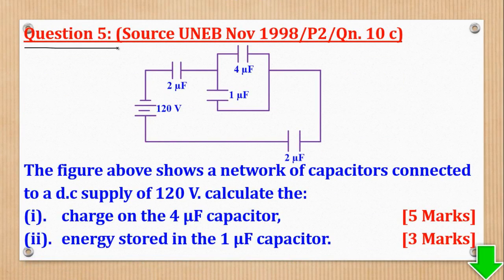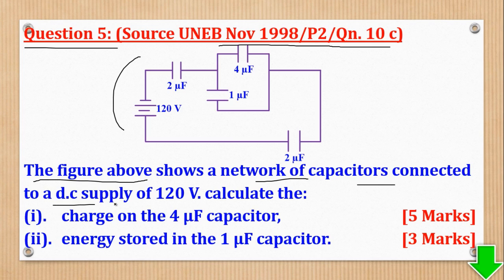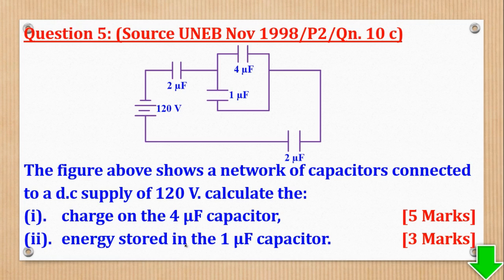Now we shall go to question 5. Question 5 came from UNEB of November 1998, paper 2, question 10C. This is the circuit, and it said the figure above shows a network of capacitors connected to a DC supply of 120 volt, which is this. Calculate Roman 1, the charge on the 4 microfarad capacitor, and Roman 2, the energy stored in the 1 microfarad capacitor. So they want the charge on this.